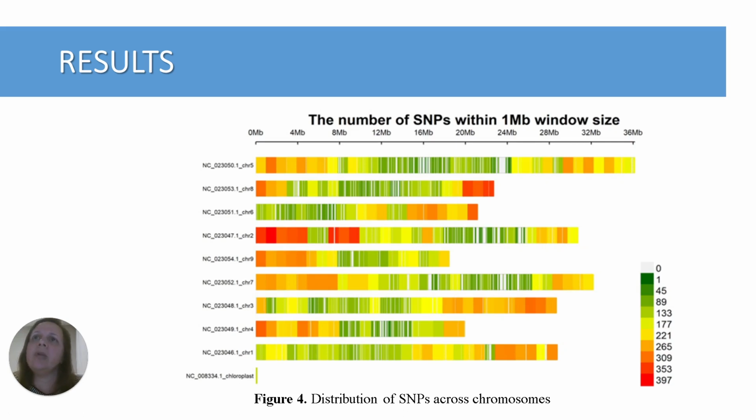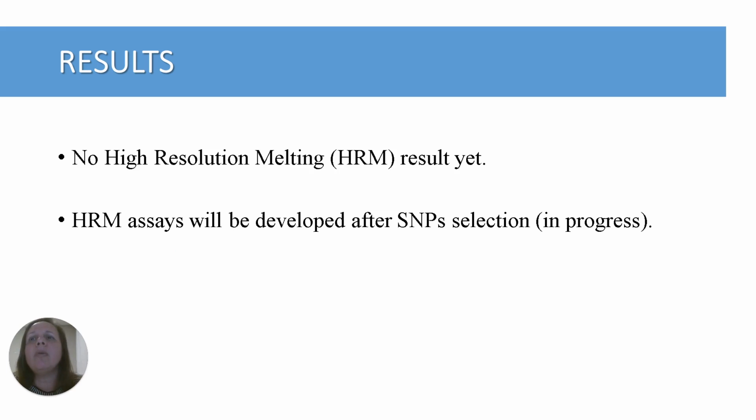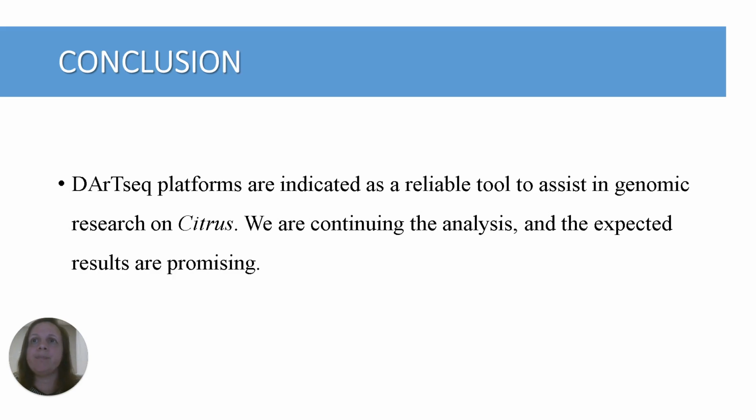In figure 4, we can see that most of the SNPs are in chromosome 2. No high-resolution melting results yet, because the high-resolution melting assay will be developed after SNP selection. This is still in progress.